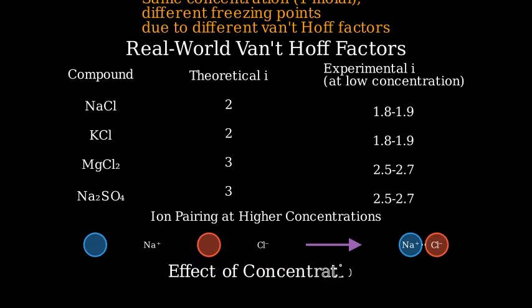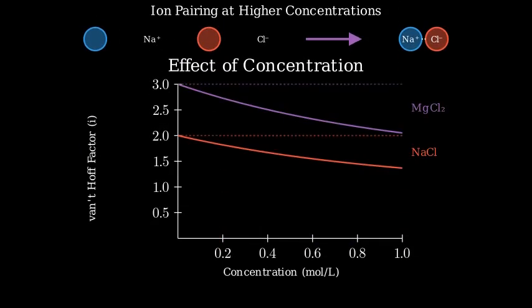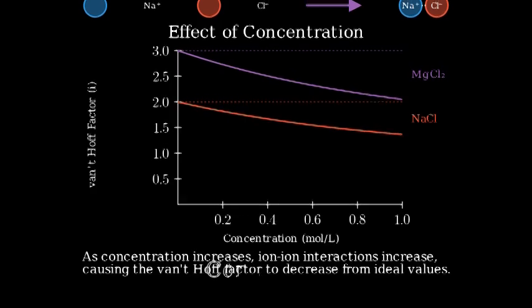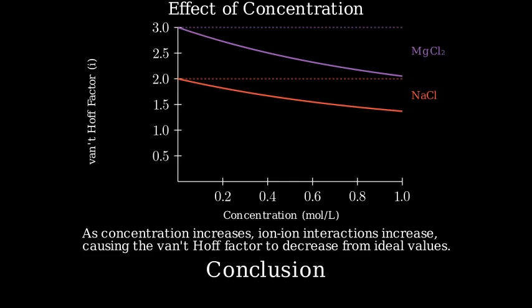Additionally, the Van't Hoff factor changes with concentration. As concentration increases, ion-ion interactions become stronger, causing the observed Van't Hoff factor to decrease from its ideal value. In summary, the Van't Hoff factor is a crucial concept that helps us understand how solutes behave in solution and affects all colligative properties.